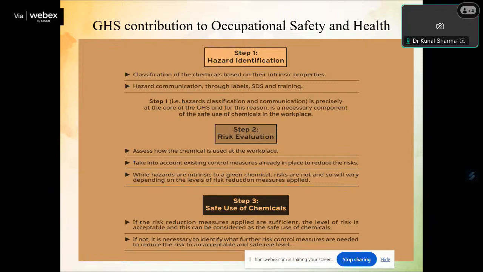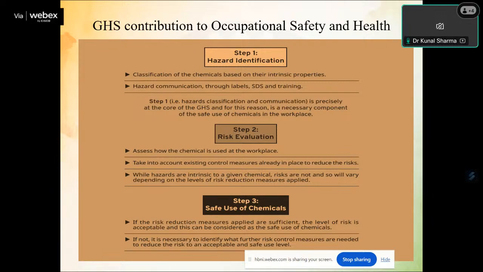So in hazard identification, they generally assess the hazards prior to any accident, and during the inception phase or the production phase only, they know the details of the chemicals. Step two is risk evaluation. In this step, we assess how the chemical is used at the workplace.